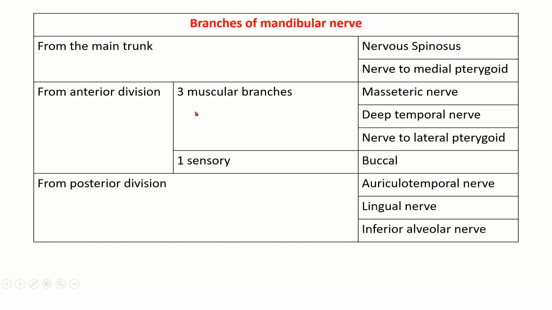The branches are summarized here. From the main trunk: nervus spinosus and nerve to medial pterygoid. Then from the anterior division, three muscular and one sensory. The one sensory is the buccal; the three muscular are masseteric, deep temporal, and nerve to lateral pterygoid. From the posterior division: auriculotemporal nerve, lingual nerve, and inferior alveolar nerve.